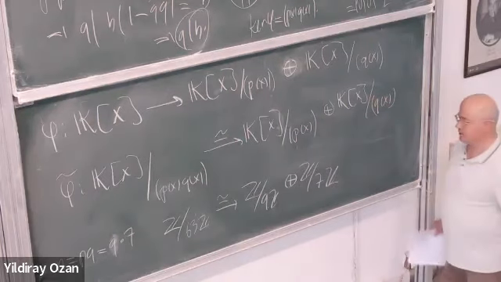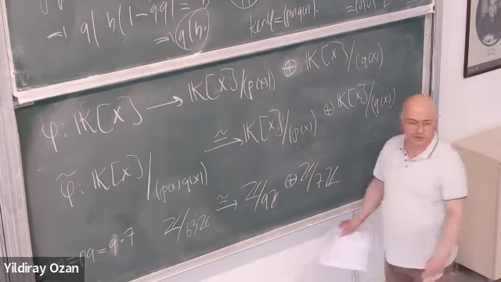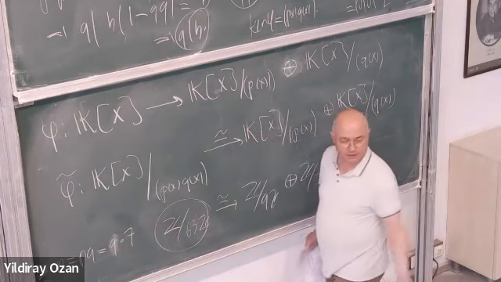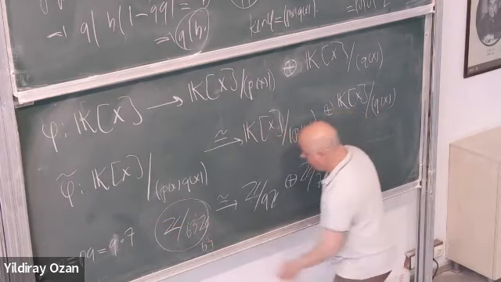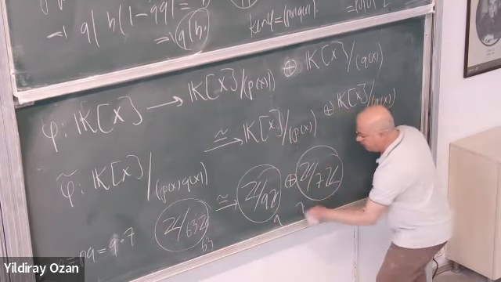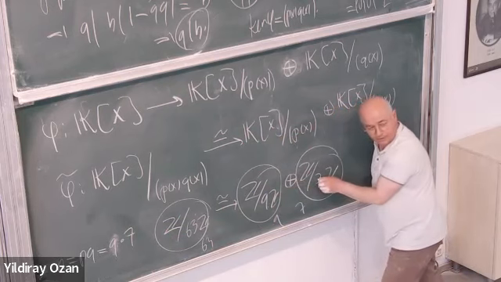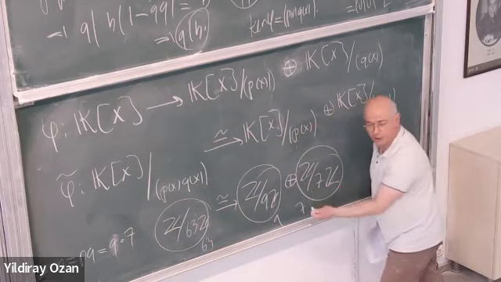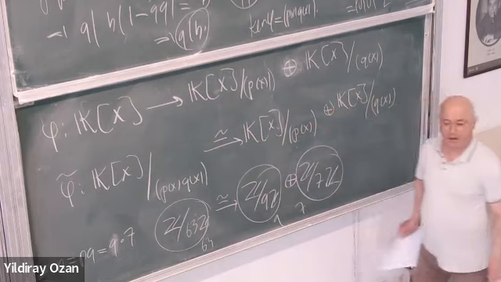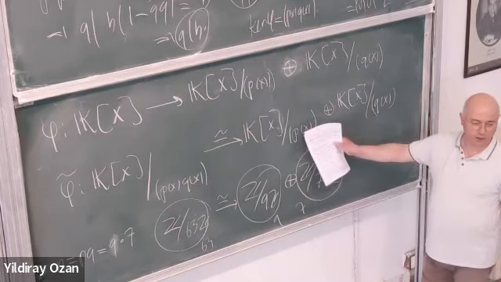How can you show that this is an isomorphism? Well, there is a trick here. Just count the number of elements. What is the number of elements here? 63, right? What is the number of elements here? 9, 7. So there are 9 elements here, 7 different elements here. So in total, 63. Therefore, this map is onto. Okay?